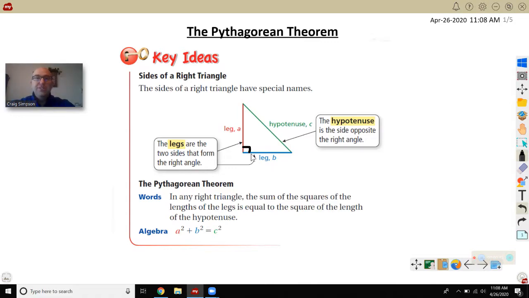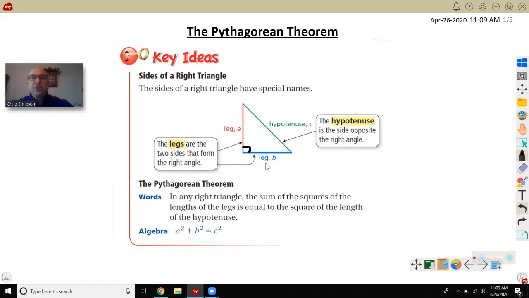Why do we use the Pythagorean theorem? What is it for? It is to find missing side lengths of a right triangle. So if we have two of the side lengths of a right triangle, we are able to use the Pythagorean theorem to find that third missing side length.